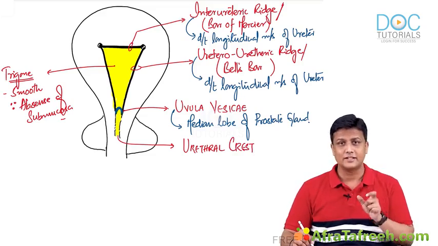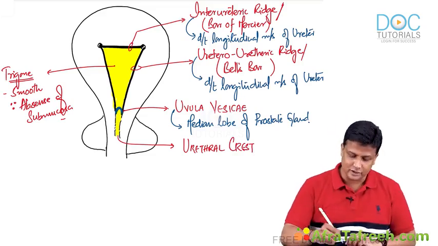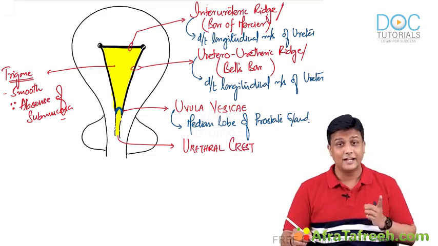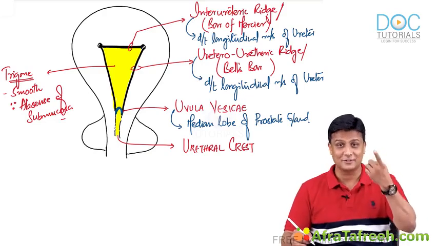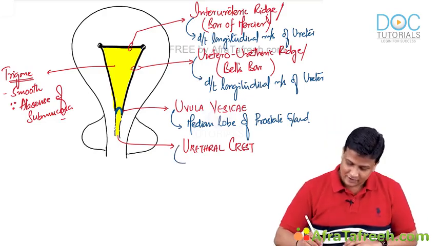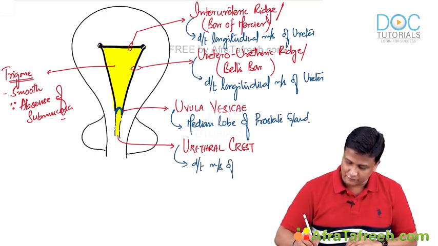And again, the same thing here, you got to remember what is the reason for this one. Why is that crest? Why is that ridge of the muscle created there? It is due to which muscle? Again, it is not due to the muscles of urethra. It is the muscles of trigone. So, this is due to the muscles of trigone.